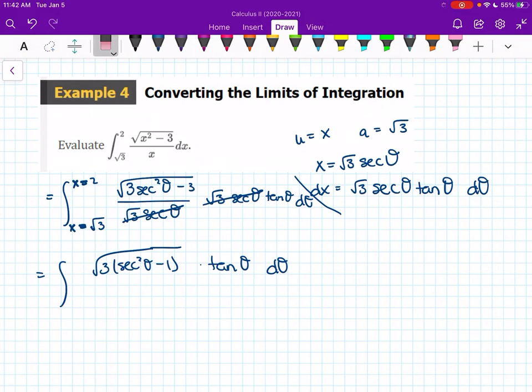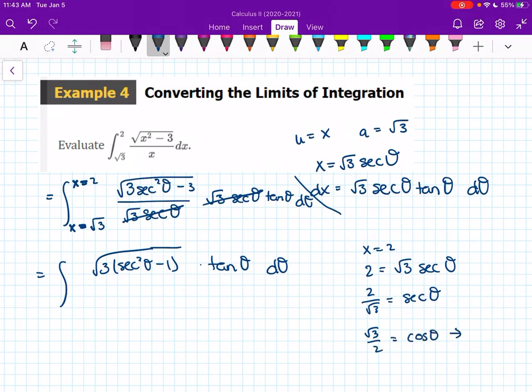And we can change our bounds now too. So our bounds are in terms of x. Let's change them to be in terms of theta. So if x equals square root of 3, so let's see here. If x equals 2, then I have 2 equals square root of 3 secant theta. So then I get 2 over root 3 equals secant of theta. I'm not very good with secant, so I'm going to change this to cosine. So then that means square root of 3 over 2 equals cosine theta, which implies that theta equals pi over 6.